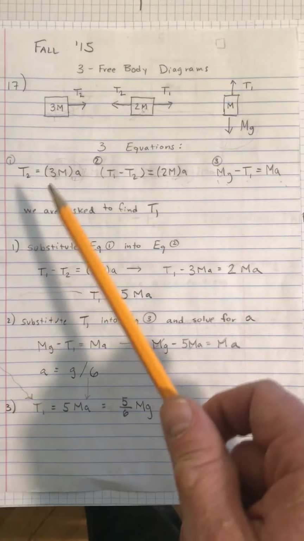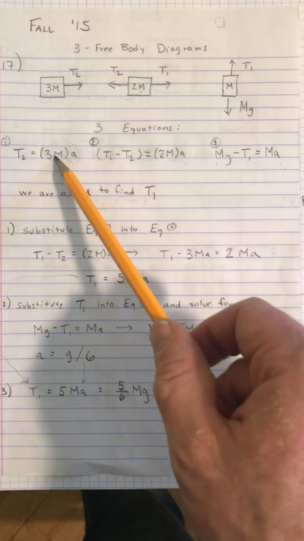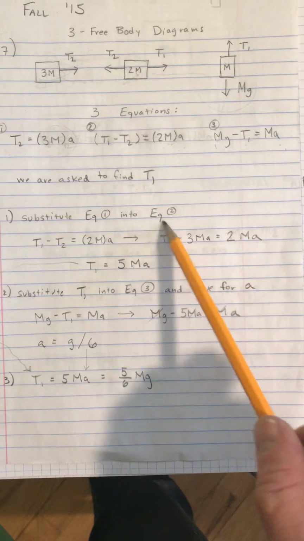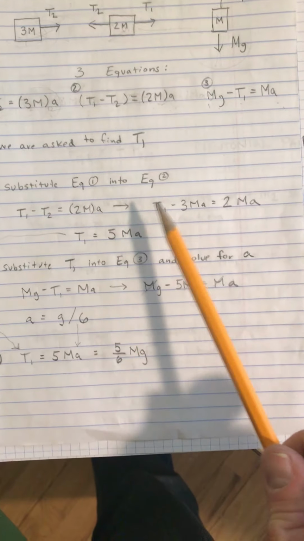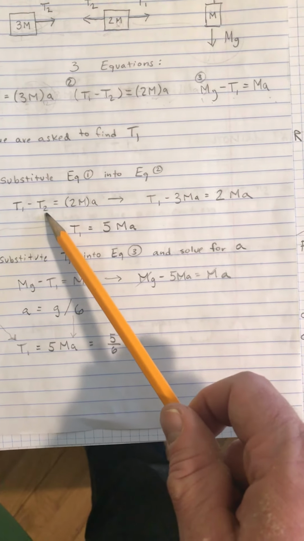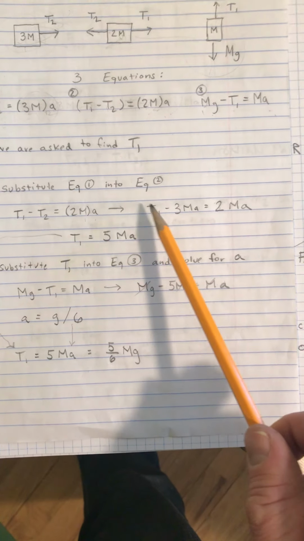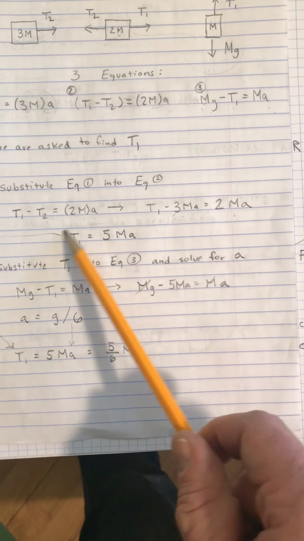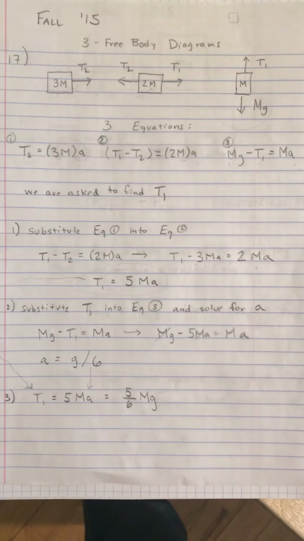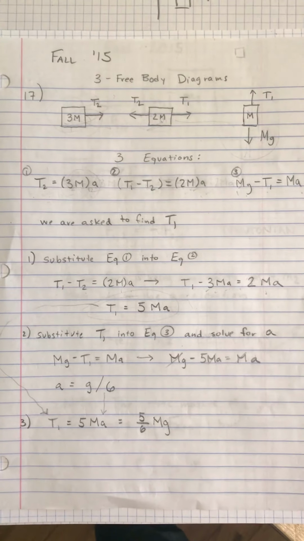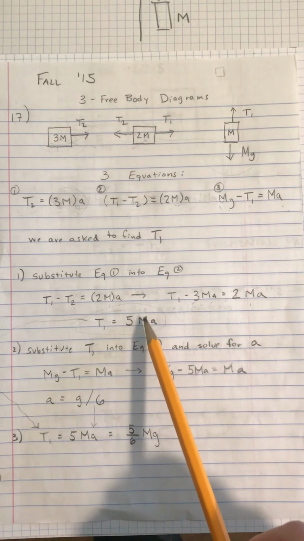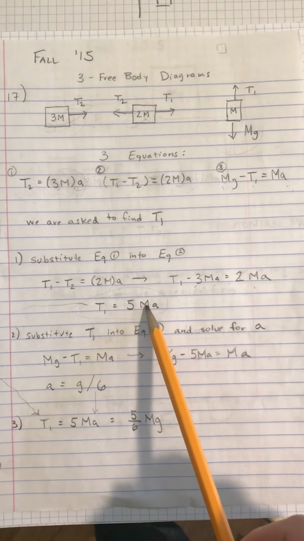So for step one, we're going to take equation 1, and we're going to substitute 3ma for T2 into equation 2. So equation 2 is T1 minus T2 equals 2ma. That's going to be T1 minus 3ma equals 2ma. And that gives us that T1 is equal to 5ma.